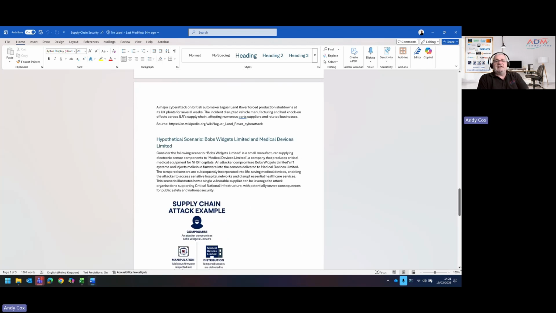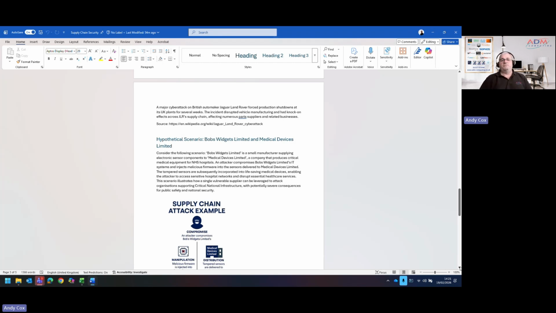But yeah, so the Jaguar Land Rover attack. A major cyber attack on British automaker JLR forced production shutdowns at the UK plants for several weeks. Now, we all know, I believe, that the government jumped in and bailed out Jaguar Land Rover to a certain extent. I bet the government didn't jump in and bail out all of the manufacturers supplying Jaguar Land Rover who were at risk of going under because their forward supply chain to JLR had stopped. JLR were not producing anything.